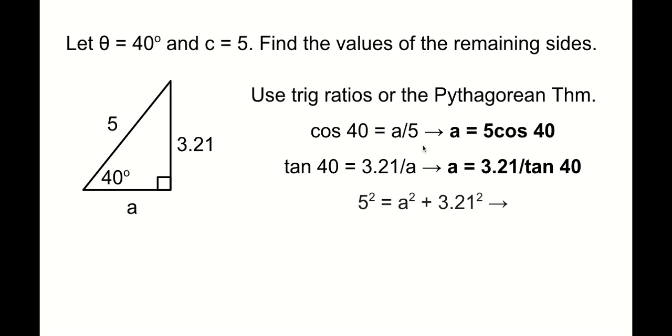Or I could use the Pythagorean theorem. So hypotenuse 5 squared equals side A squared plus side 3.21 squared. Now let's subtract 3.21 squared over to get A squared. Square root both sides, and there you go. So any one of these three, and I would suggest you do it. Calculate A with 5 cosine 40, 3.21 divided by tan 40, and then the square root of 25 minus 3.21 squared, and see if all the A's are the same. The A's should all come out to be 3.83. So once you get enough sides, you can pretty much do whatever you feel like. All right, that's it for the video.